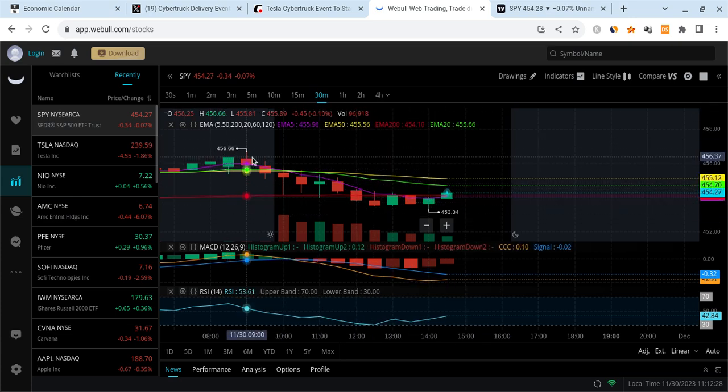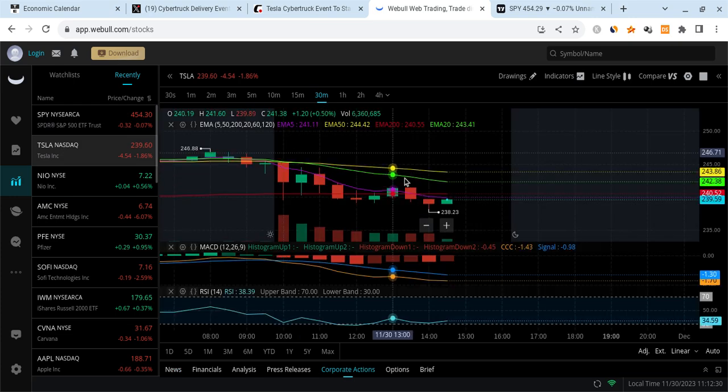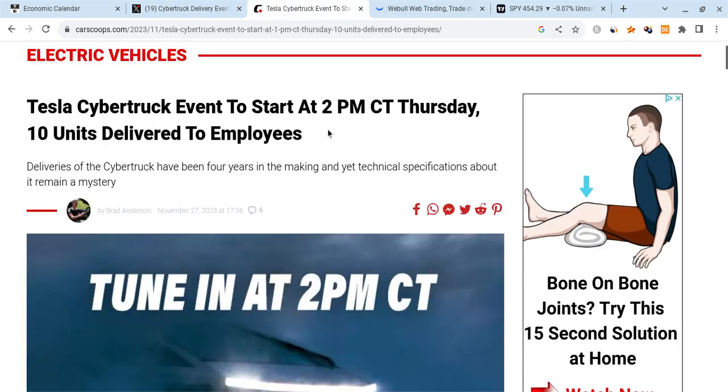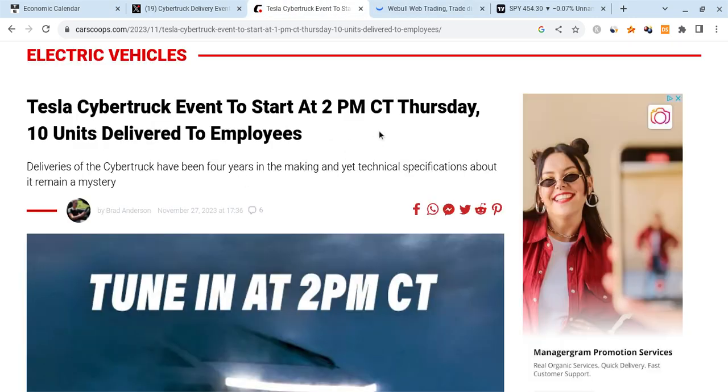So what's going on with the markets right now? One of the most significant things coming up will be Tesla's Cybertruck event. As a reminder, it's going to be happening at 2 p.m. Central time, or about 12 noon for the West Coast, Pacific time. And if you're on the East Coast, it's going to be at 3 p.m.